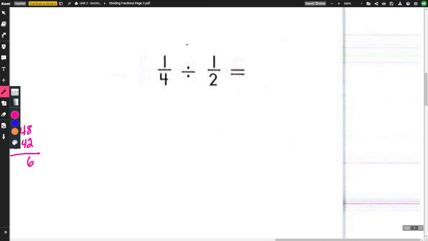Okay, next up is 1/4. To multiplication, flip it. 1 times 2 is 2. 4 times 1 is 4. 2 can go into both 2 and 4, so I'm going to divide both numbers by 2.